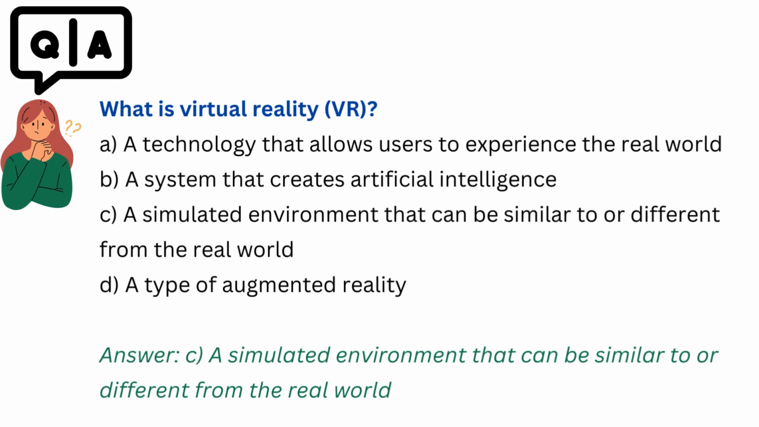So, what is virtual reality? There are four answers. A technology that allows users to experience the real world, a system that creates artificial intelligence, a simulated environment that can be similar to or different from the real world, a type of augmented reality. The answer is C, virtual reality is a simulated environment that can be similar to or different from the real world.